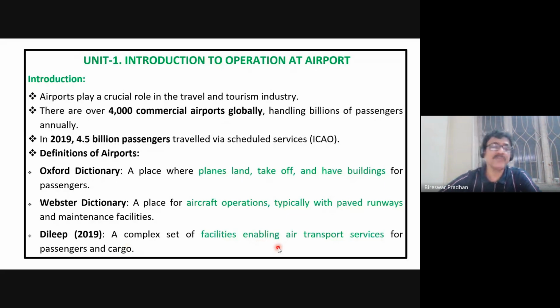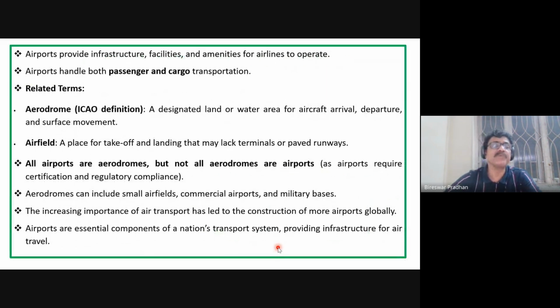Now, next slide. What does an airport actually provide? Airport provides infrastructure related to aircraft, facilities for stakeholders, amenities for airlines to operate. These are the basic functions or characteristics, whatever we can call them. Airports handle both passenger and cargo transportation.